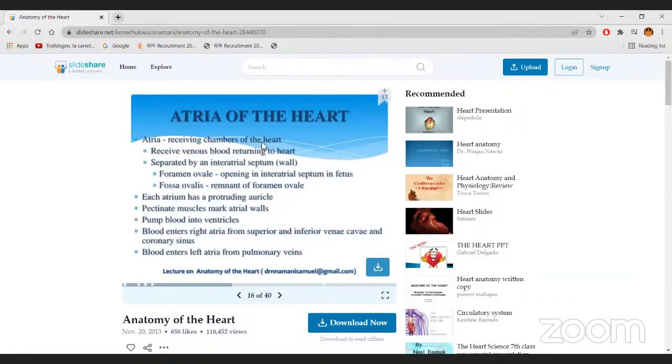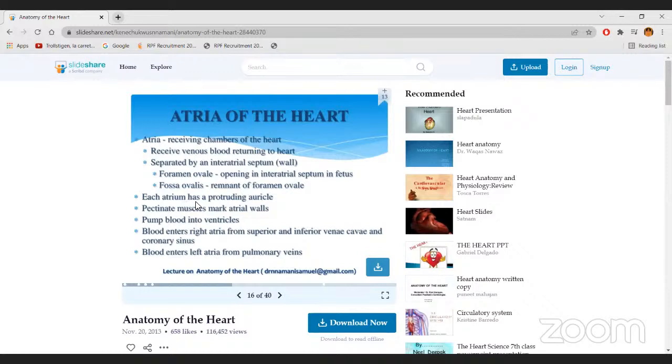The atria are the receiving chambers of the heart. They receive venous blood returning to the heart, separated by an interatrial septum. The foramen ovale is an opening in the interatrial septum in the fetus. The fossa ovalis remains from the foramen ovale.